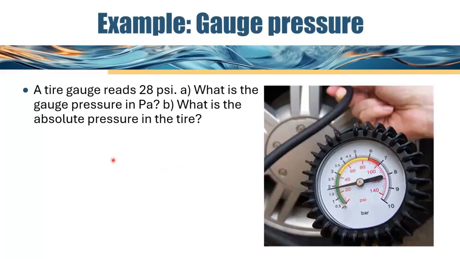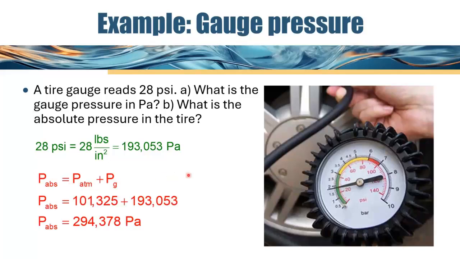So psi stands for pounds per square inch. So I just have to convert that with some sort of unit converter into pascals. And that's 193,053 pascals. So what is the absolute pressure in the tire?